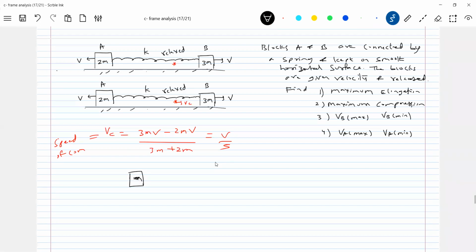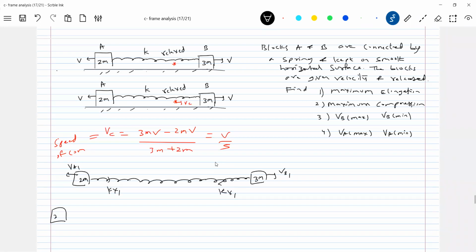first, what actually happens? I'll give a sequence of diagrams. So this is block A. In what direction? First it will try to move towards left, and block B will be moving towards right. So you call these VB1 and VA1. There's an elongation of spring, KX1. This is not maximum elongation. And somewhere it will come to rest, because the spring force is acting opposite to the velocity of the block, and it will have some elongation KX2.